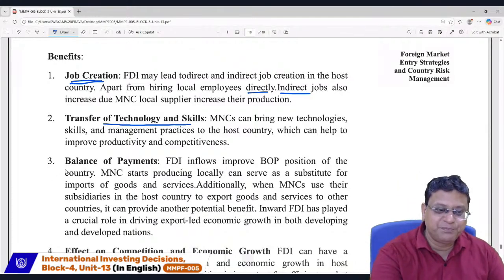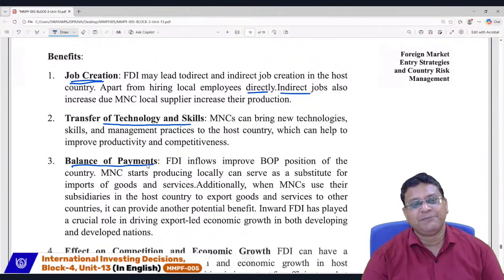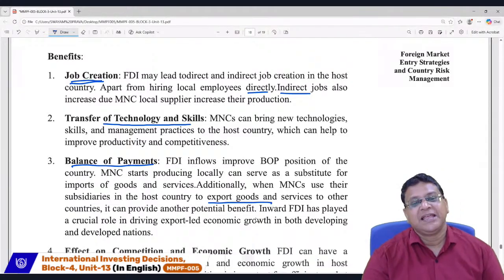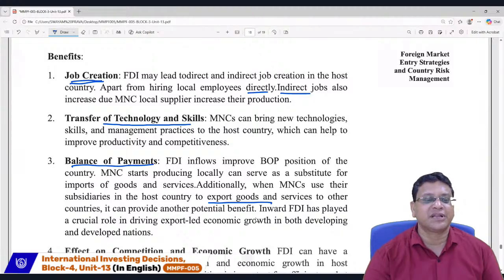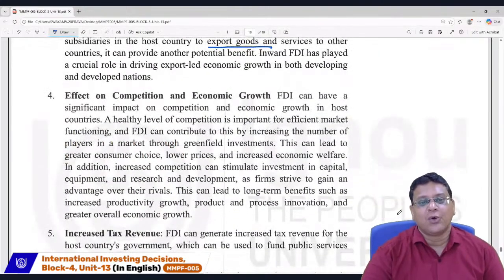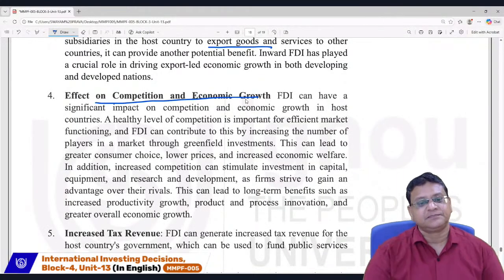And it will improve the BOP position of the host country because MNCs will bring funds to the host country. MNCs will bring export competitiveness. MNCs will reduce imports of the host country, as a result of which the BOP position of the host country will be improved.